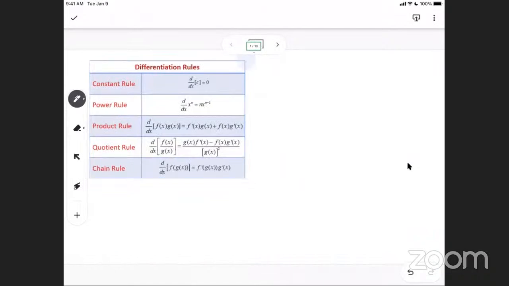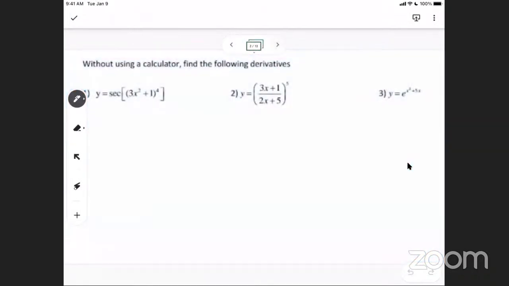So we're talking about BC Calc, and we're doing derivatives, lots of chain rule stuff, product rule, quotient rule, inverse, that kind of stuff. So without a calculator, find the derivative.